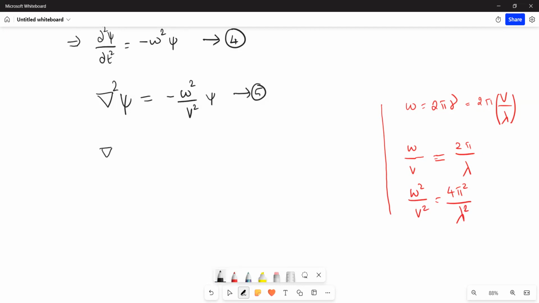So del square psi becomes equivalent to minus, instead of omega square by v square, you substitute this one: 4 pi square by lambda square psi.